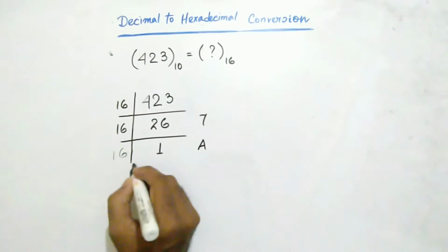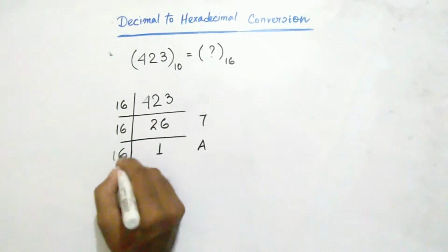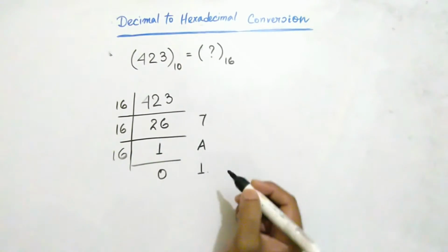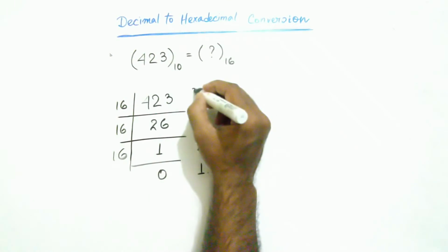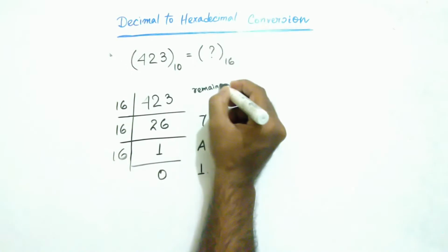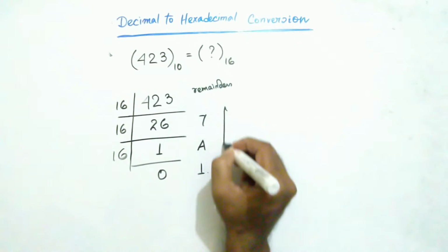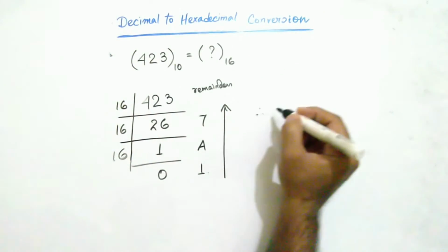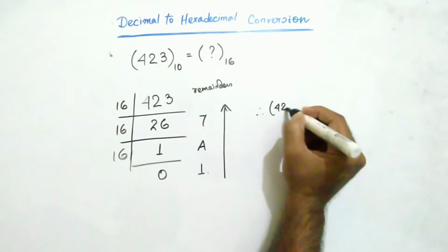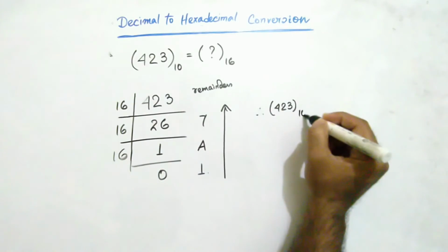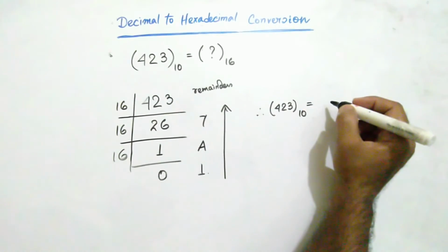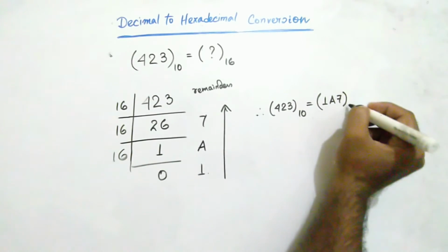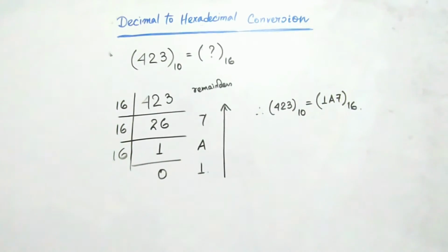Again we are going to further divide the number 1 by 16. It goes 0 times and we are left with remainder 1. So this is our remainder, and we are going to collect the remainders from bottom to top order. Therefore the hexadecimal equivalent of the given decimal number 423 is 1A7 base 16. This is our answer.